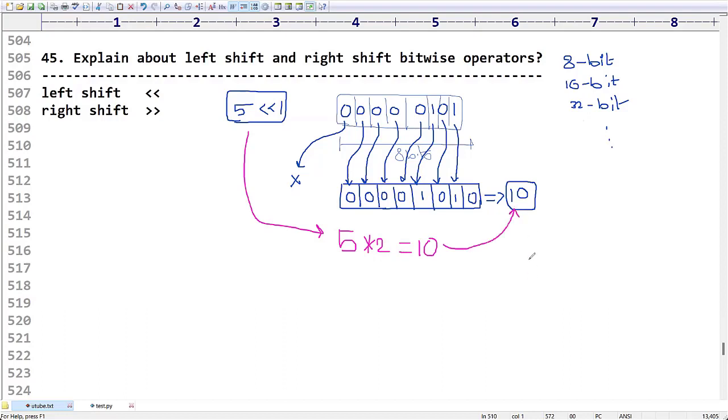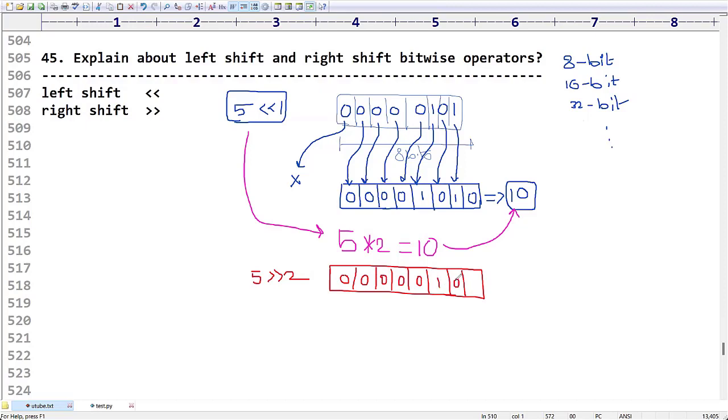What about right shift? If I want to do right shift, we need to repeat the same operation. Let us change the color. I am taking 5 right shift of 2. I'm taking the same 8 bits: first bit, second bit, third bit, fourth bit, fifth bit, sixth bit, seventh bit, eighth bit. First I'm representing the initial values.